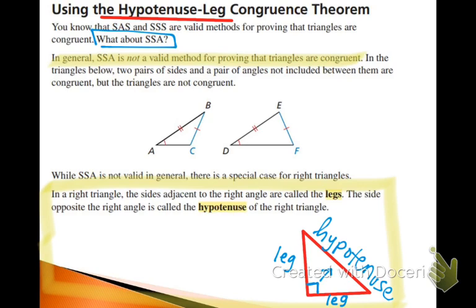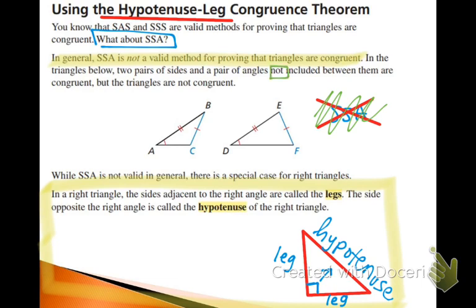Y'all, think about this. It's called SSA. What does that spell backwards? That is not TCA approved. That is not a theorem. So many students still write it on their test as a theorem. It's not a theorem. Stop trying to make it a theorem. It will never be a theorem. So, forget about it.